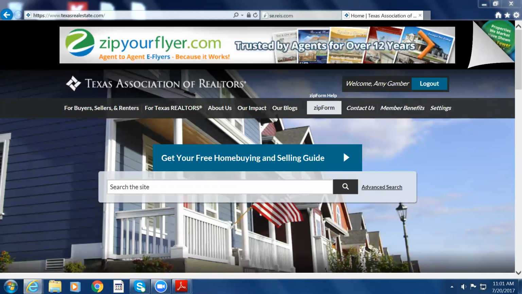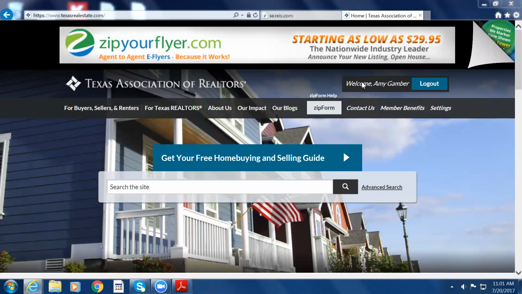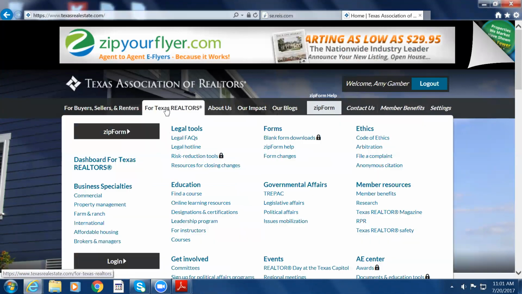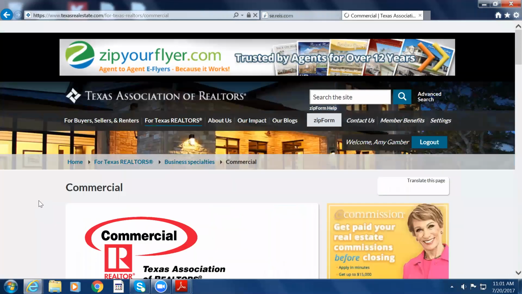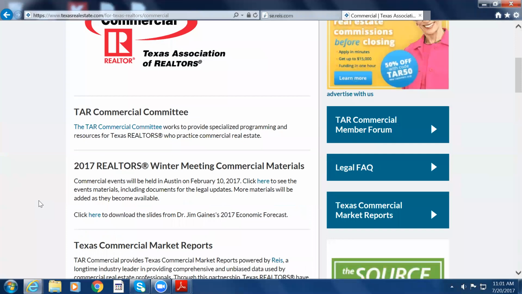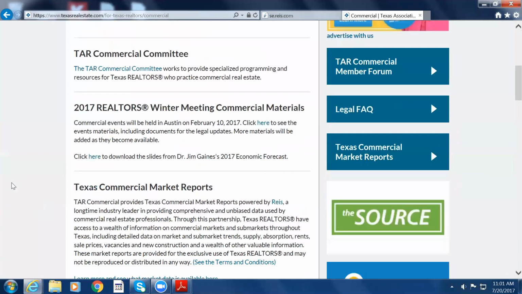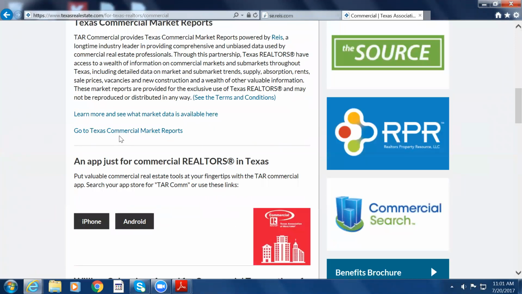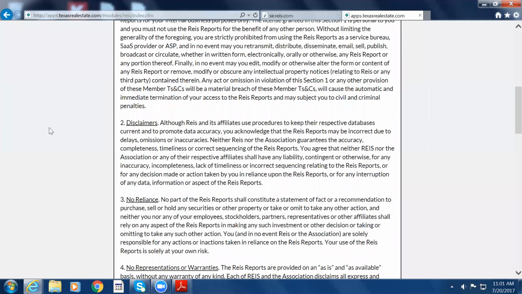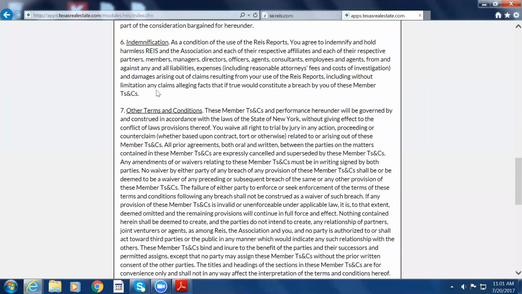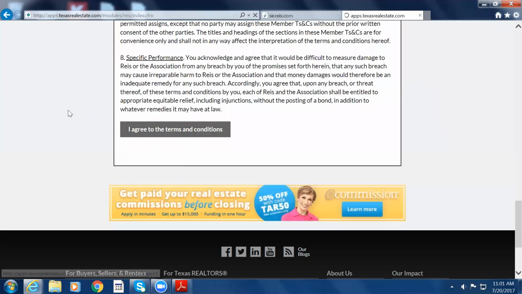Okay, so here we are on the TAR site. As you can see, I am already signed in. Where you're going to go to find the forms is commercial. When we get to the commercial landing page, you see right here, Texas Commercial Market Reports. So let's go to our Texas Commercial Market Reports. All right, so here's the big scary EULA. I, of course, recommend that you read these and then agree to the terms and conditions.